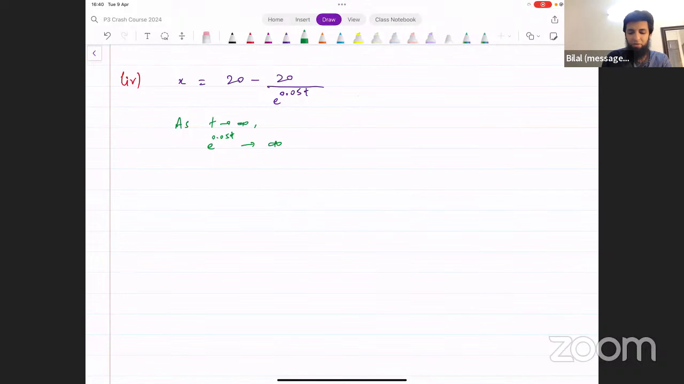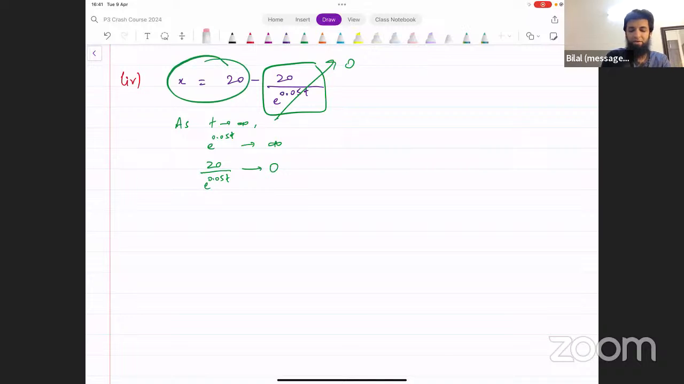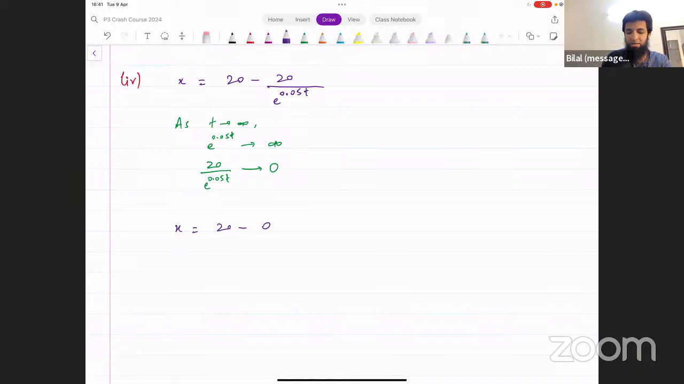Then what happens to 20 over e raised to the power 0.05t? 20 over an extremely large number is going to approach 0. So that means this whole thing is going to approach 0 when t becomes very large. Now, if this approaches 0, what's the value of x that you're going to get? 20. So you say x is supposed to be 20 minus 0, and that's just 20. This is the value of x that you get when t becomes very large. Okay? This is one way to think about this.